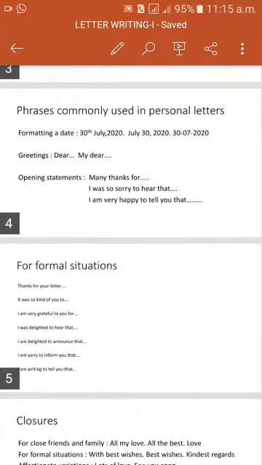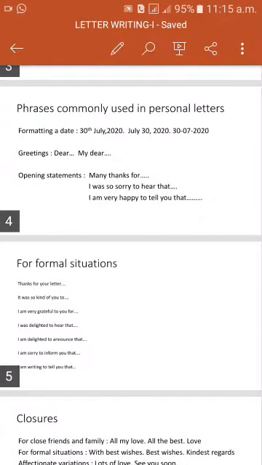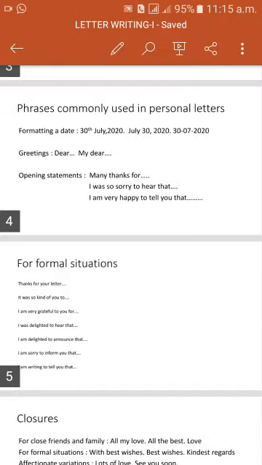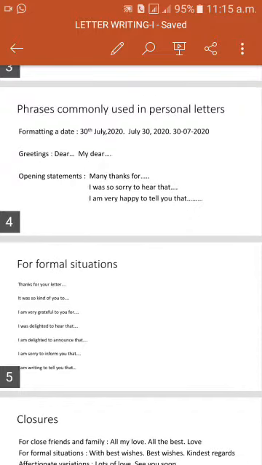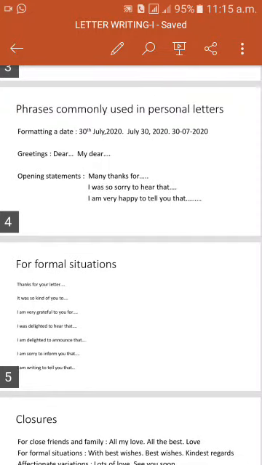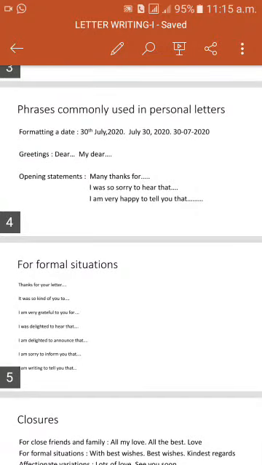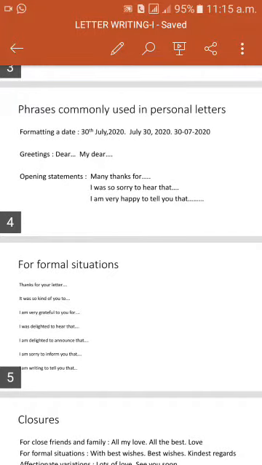Next, in personal letters, the greeting could be dear or my dear. If you don't have much acquaintance, much rapport, you can use dear. If you have rapport, if you have familiarity up to a degree, you can use my dear. The opening statements, you can use the opening statements.